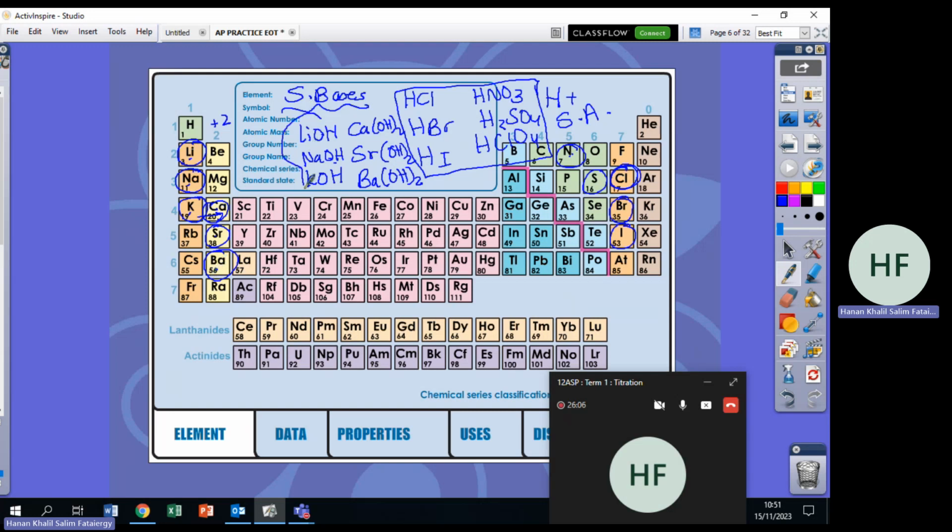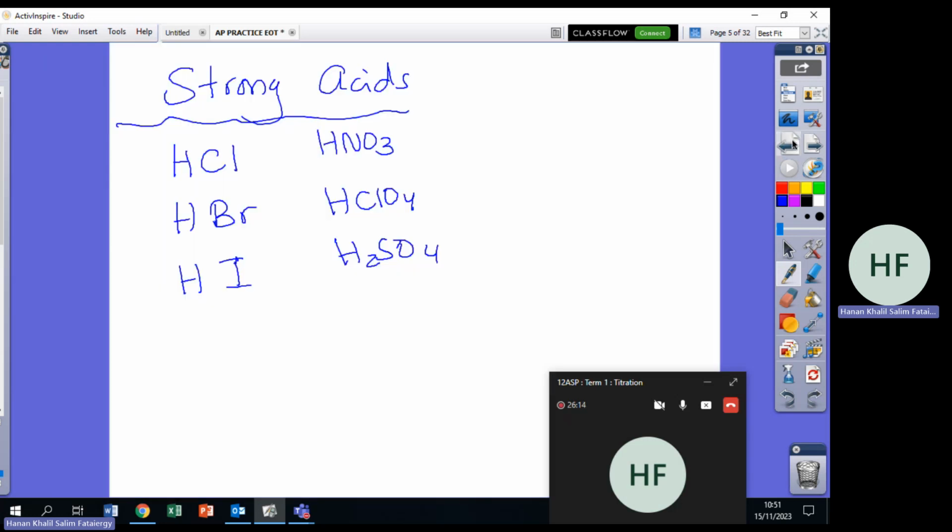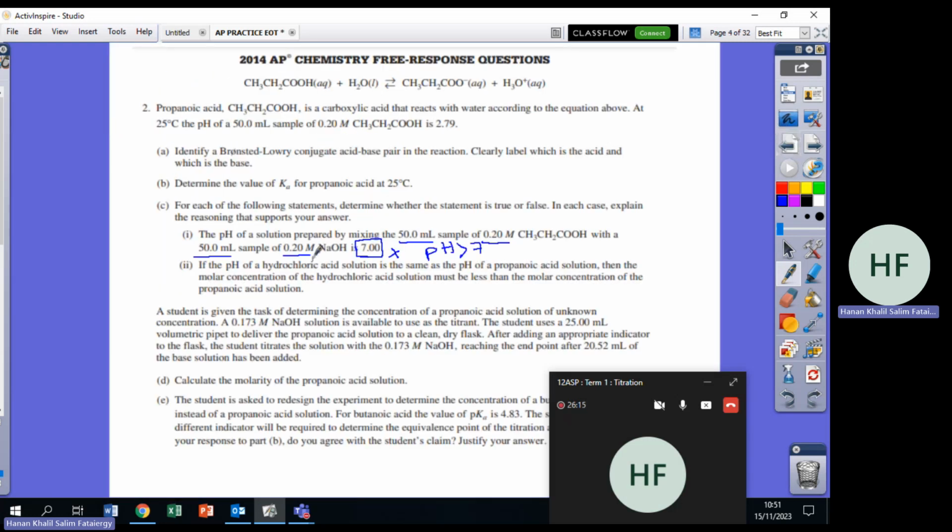Okay, you must memorize the strong acids and strong bases so that if you are given an acid or a base, you know whether it is strong or weak. Okay, here we have NaOH, which is a strong base, and this is a weak acid. So the pH at equivalence will be more than 7.